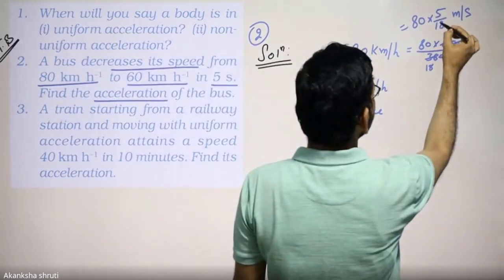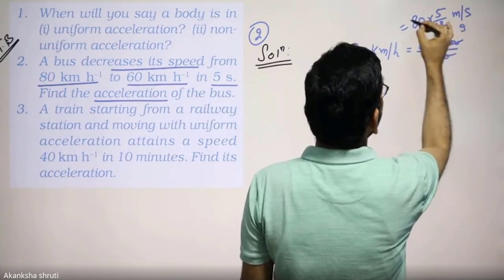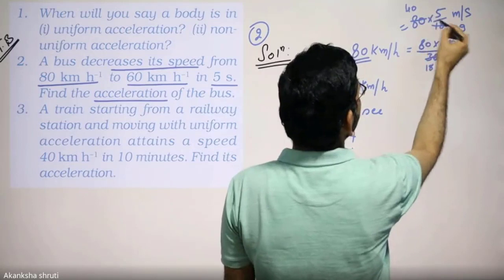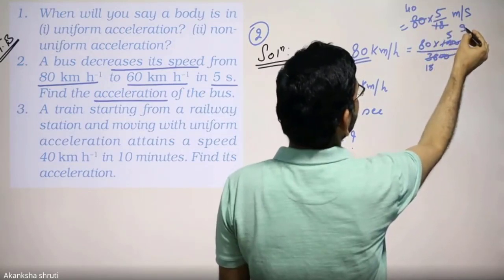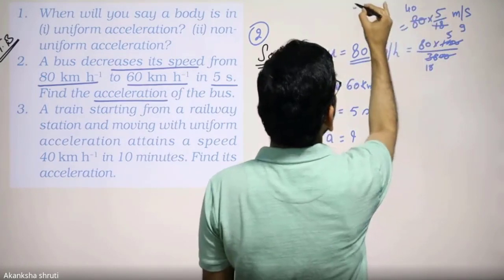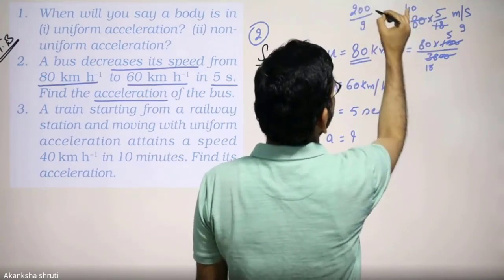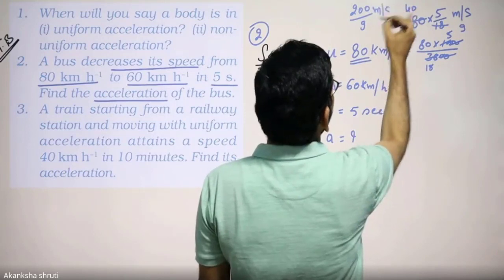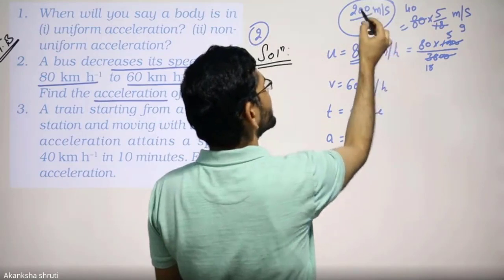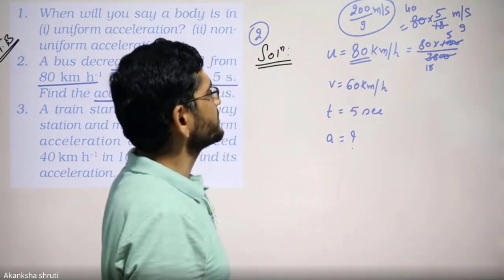So try to cancel it. What we can do? So it will become 9. This becomes 40. Cancelling this, 9 will remain in the denominator, but 5 4s are 20. One more 0 by 9. This much meter per second. Students, so 80 kilometer per hour is the same as 200 by 9 meter per second.